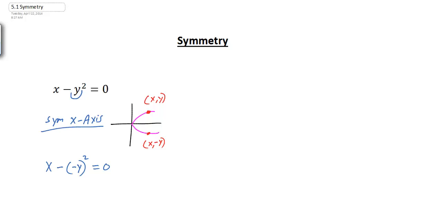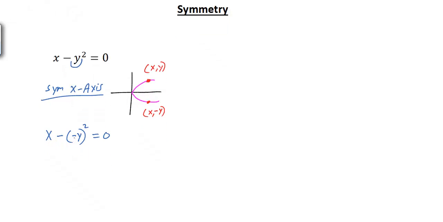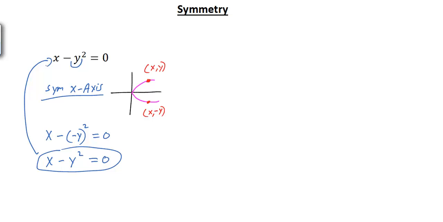Now, if we simplify this, negative y times negative y, if we square that, the negative becomes squared, so therefore that's going to be positive, but we still have the negative out front, so this would be x minus y squared equals 0. And if we compare this equation to the original equation, they're the same. And because they're the same, that tells us that this would be symmetric with the x-axis.